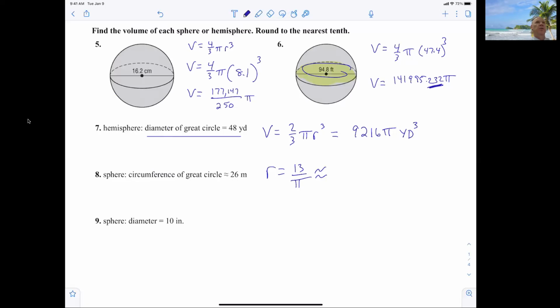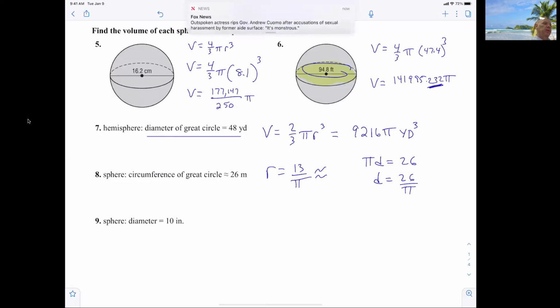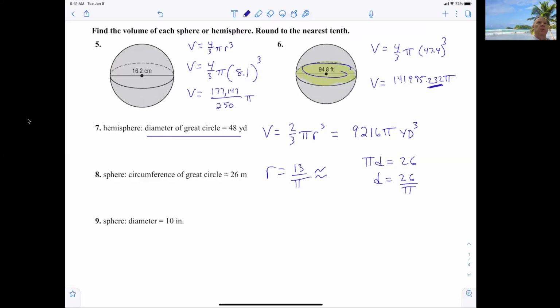Well, what's the circumference of a circle called? What's the formula? Yes, pi times d equals 26. So the diameter is 26 divided by pi, right? Oh, the radius. Yes. Keep asking, right? It's simple explanations. So we got the radius is 13 over pi. Now we always round to 3 decimal places, so go ahead.